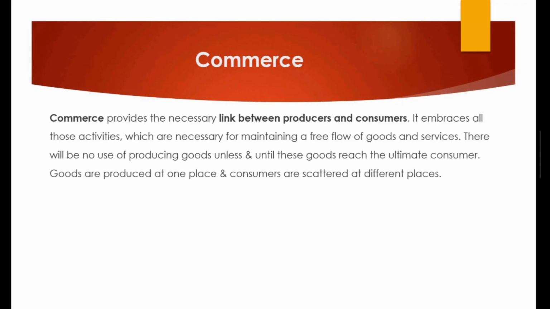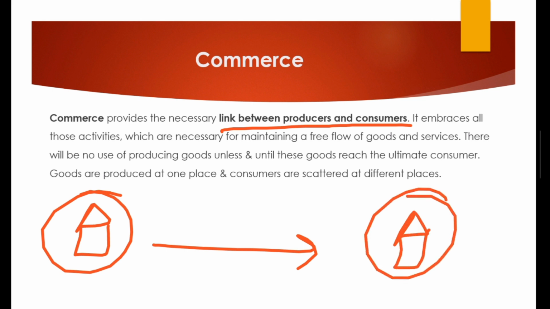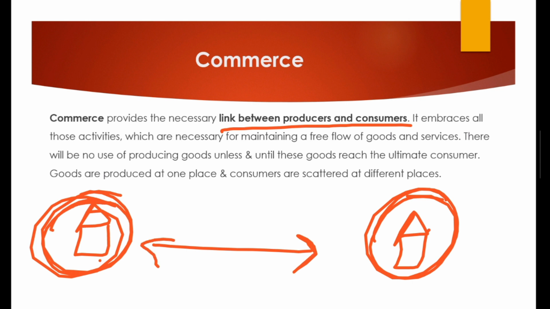Commerce. Now, what is commerce? It provides a necessary link between producers and consumers. For example, the goods are produced at one place, but the consumers are scattered in other places. The demand for these goods is in different places. Now, how do we make it possible for these products to reach our final consumers? This is with the help of commerce.